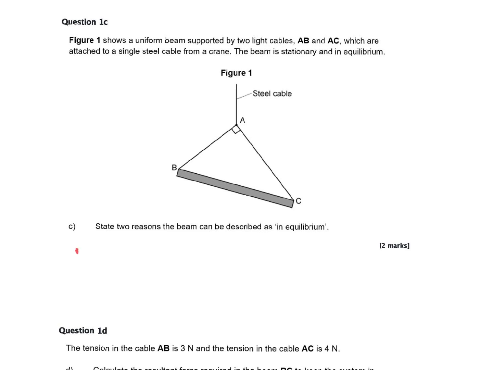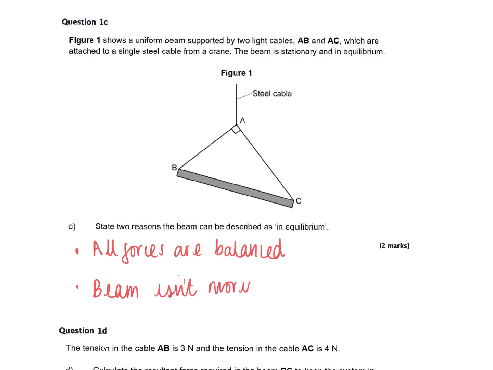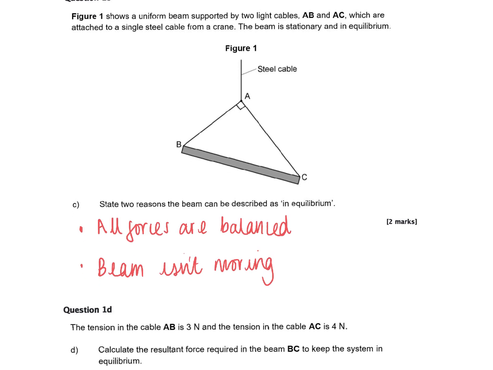And so we're going to say it's 2 marks, so we're going to give 2 points. We'll say all the forces are balanced. And for our second point, we will say that means the beam isn't moving. We will do more questions similar to this in a later topic after we've done scalars and vectors.